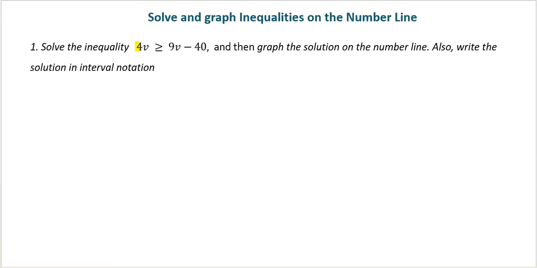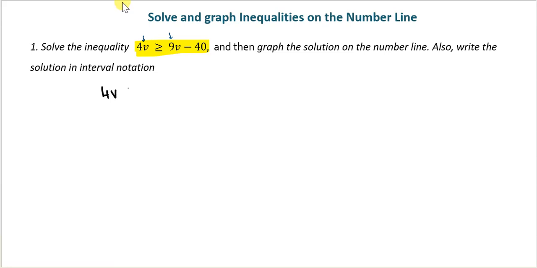Now see here, you have this inequality. What you see here is that v is on both sides of the inequality. To draw it on the graph or write it in interval notation, we should not have the variable on both sides of the inequality. It should be just one term of the variable. So let's see how we work on it.